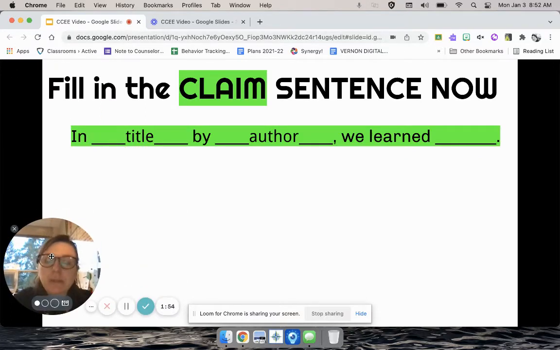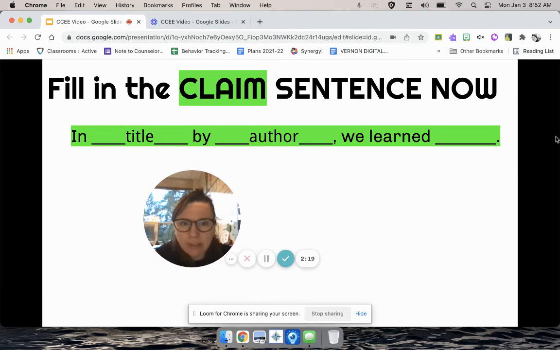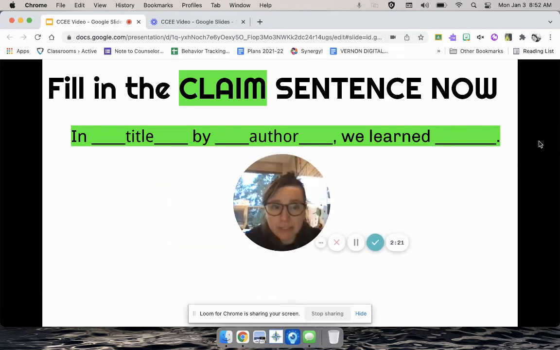I've got a sentence frame here that you can use while you're writing your claim. In, by, we learned. So that's what you're trying to prove. You're telling us the title of the text that you're going to be writing about or referencing. You tell us the complete author's name. Their full name is their first and last name, whatever it is that we formally call them. And then you tell us what it is that you're writing about. Your claim should definitely include the keywords from your essential question.